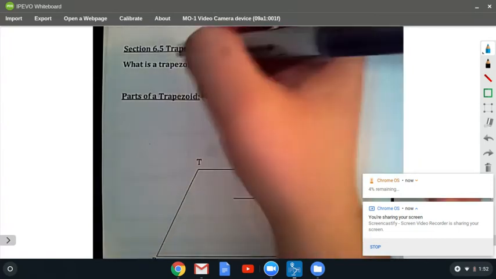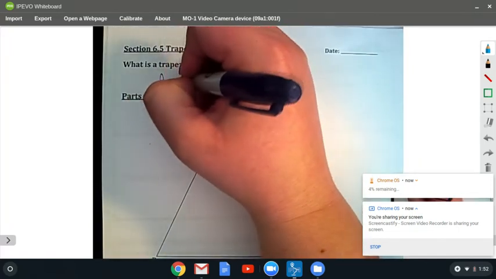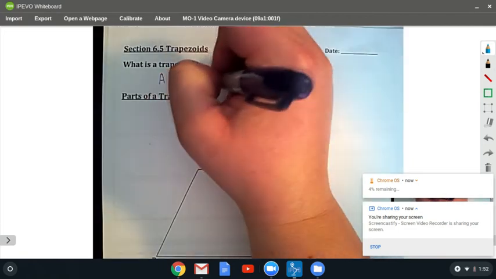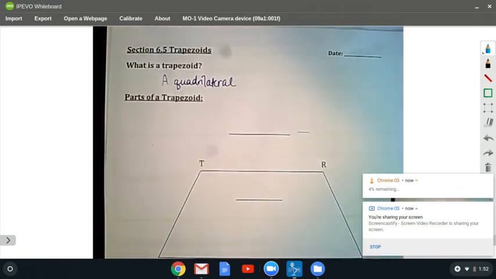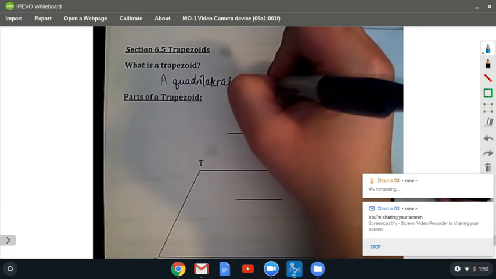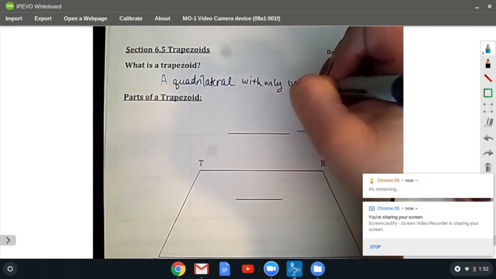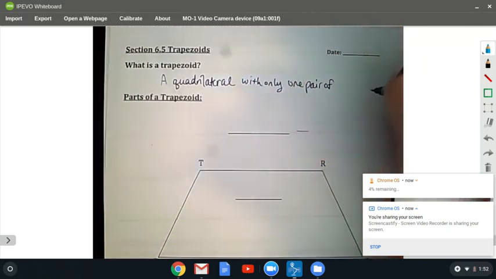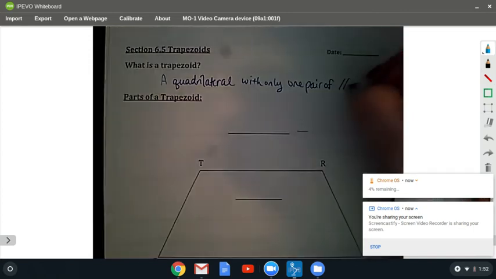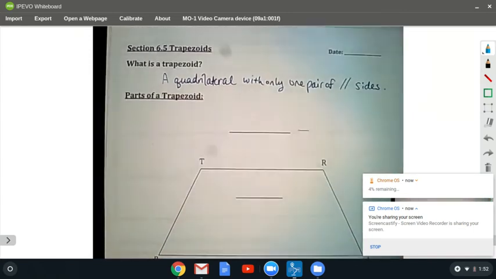First off, what is a trapezoid? A trapezoid is a quadrilateral with only one pair of parallel sides.